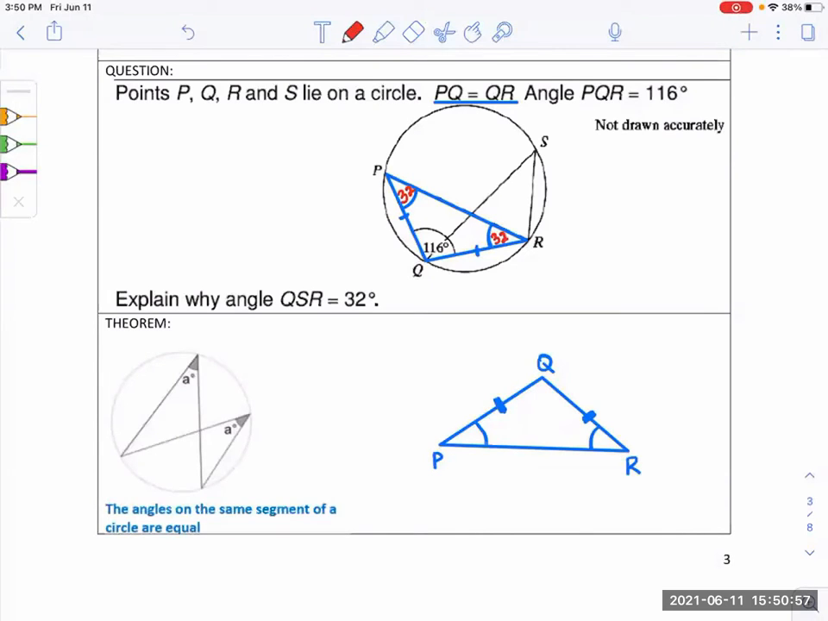All right. Now, this is a chord. Yes? This is the minor segment. So it means that the angle at S and the angle at P are on the same segment. So the angle at S would be how many degrees? How many degrees would the angle be if they are on the same segment?